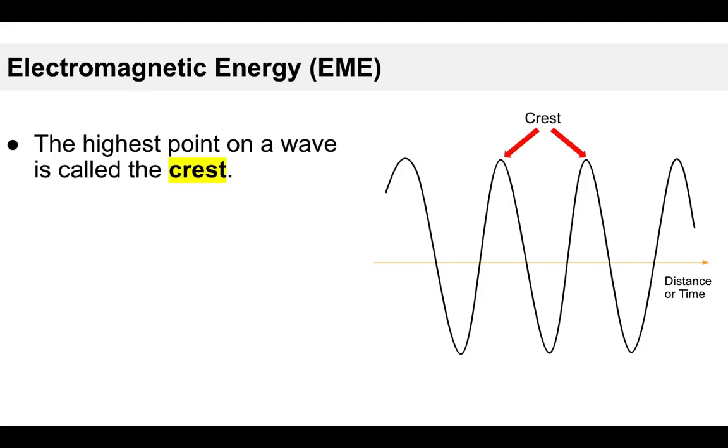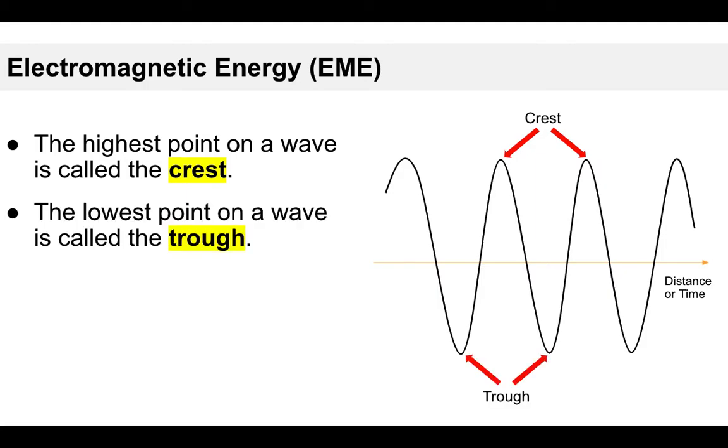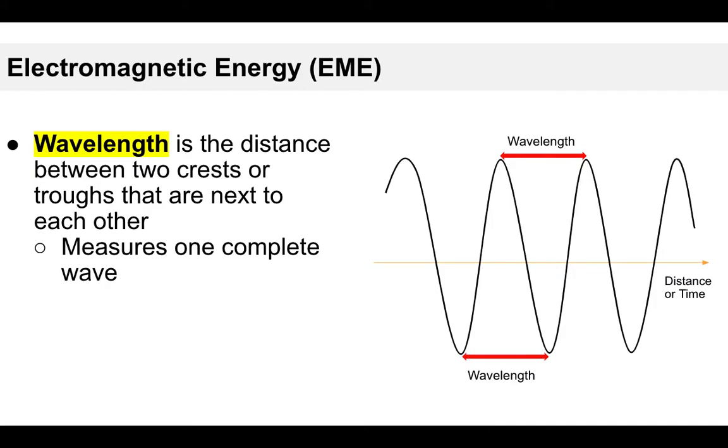The highest point on a wave is called the crest. The lowest point on the wave is called a trough. Not only do we have the locations of the highest points and the lowest points, but we use those to measure the wavelength. It's the distance between two crests or two troughs that are next to each other. It measures one complete wave.